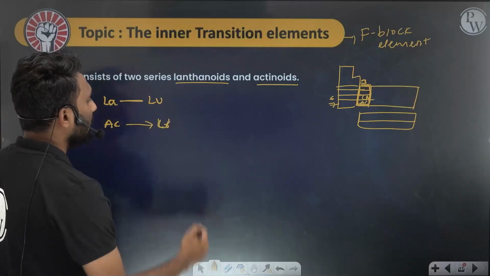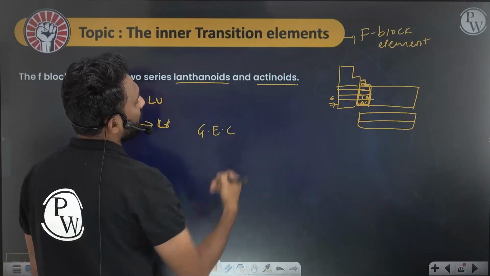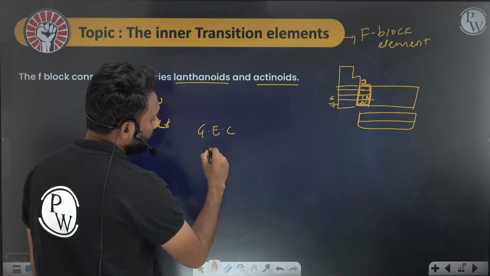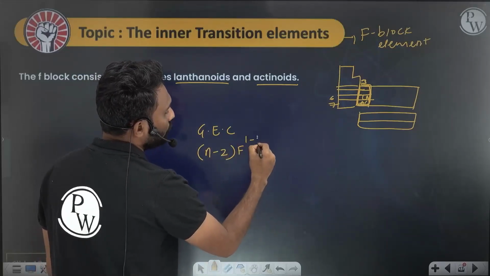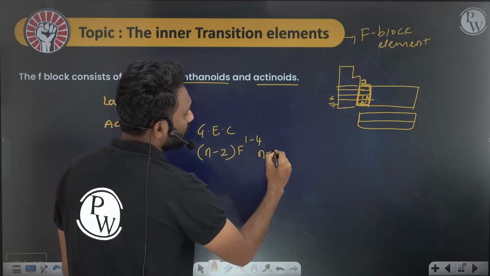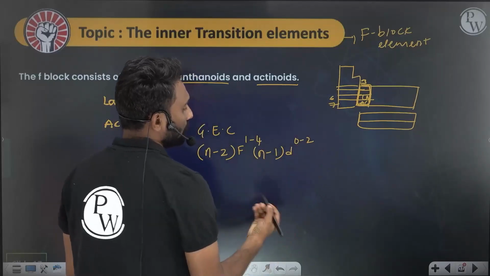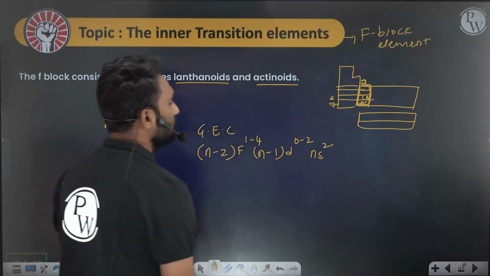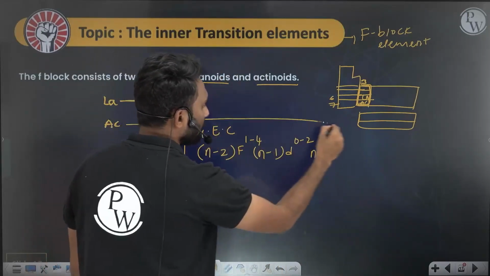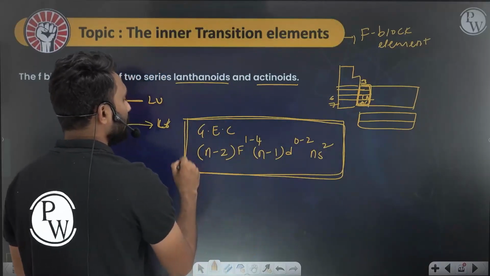Now the general electronic configuration of the inner transition elements: (n-2)f 1 to 14, (n-1)d 0 to 2, ns2. This is the general electronic configuration of the F block elements.